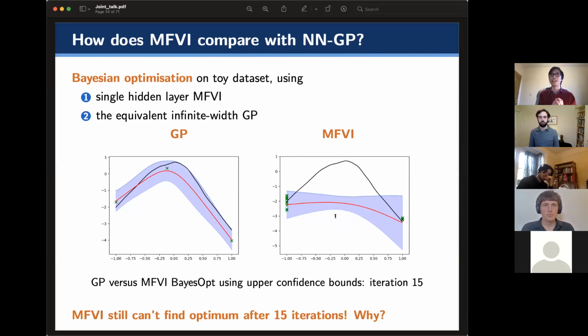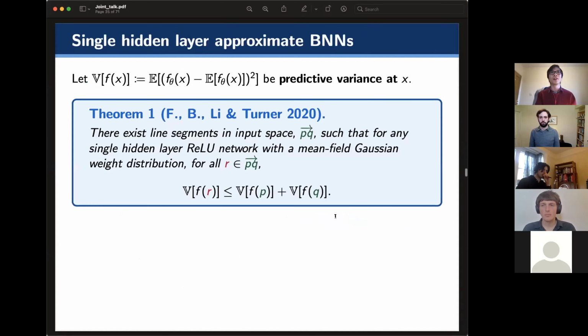So why is this happening? Can we explain this kind of behavior? It seems like something we should be concerned about if the prior in the model in exact inference does something good, but we lose it when we use approximate inference. So to help explain this, we prove a theorem in our paper.